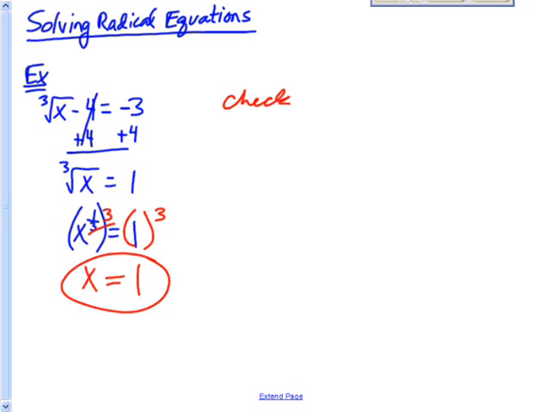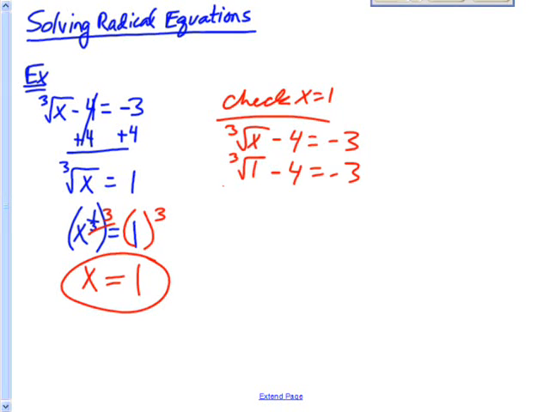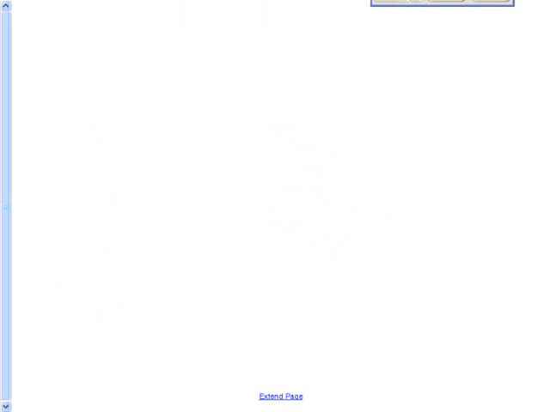Let's go ahead and check it on this one here and just double check. So I have the third root of x minus 4 equals negative 3. The third root of 1. Do I have 3 of a kind? Sure, isn't 1 times 1 times 1, 1? So 1 minus 4, does that equal negative 3? You bet it does. So this works out. Let's do some more here.